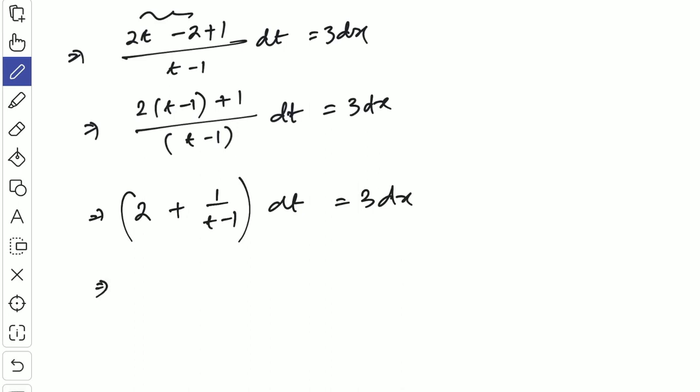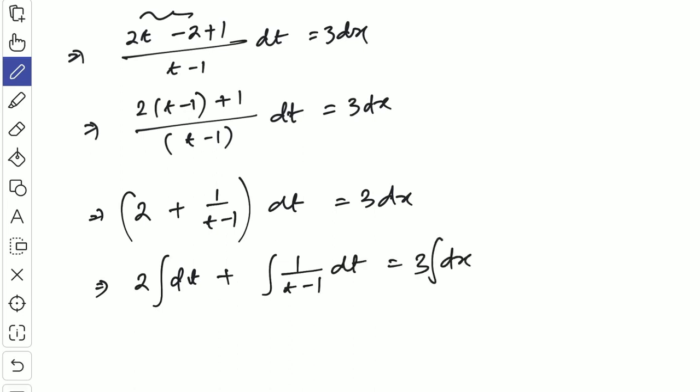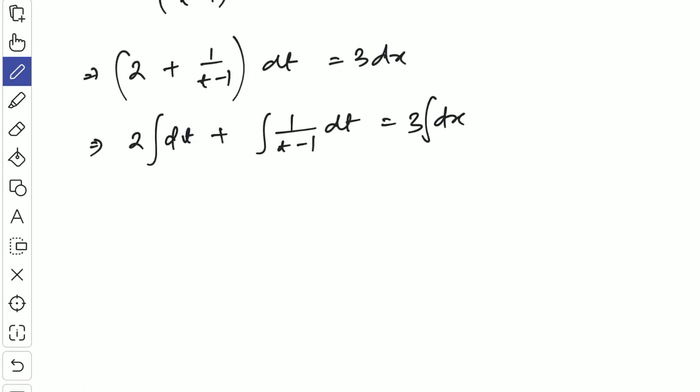Now let us integrate both sides. If you integrate both sides, you will get 2 integration dt plus integration 1 by t minus 1 dt equal to 3 integration dx. Hope you have understood this till now. Integration of dt will be t only, and integration of 1 by t minus 1 is going to be log of t minus 1. That's very simple integration. And integration of dx is x, then we need a constant of integration.